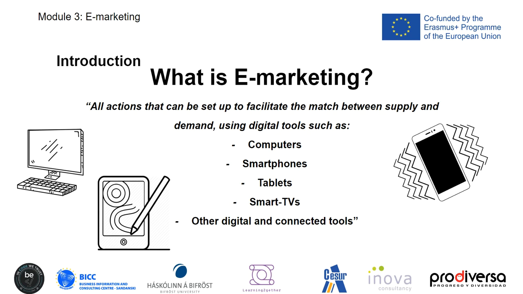Based on the definition created in the first part of this chapter, digital marketing can easily be defined as all actions that can be set up in order to facilitate the match between supply and demand using digital tools such as computers, smartphones, tablets, smart TVs, and any other digital or connected tool. Due to the diversity of interfaces that can be used for e-marketing campaigns, the strategies and channels can also materially differ.